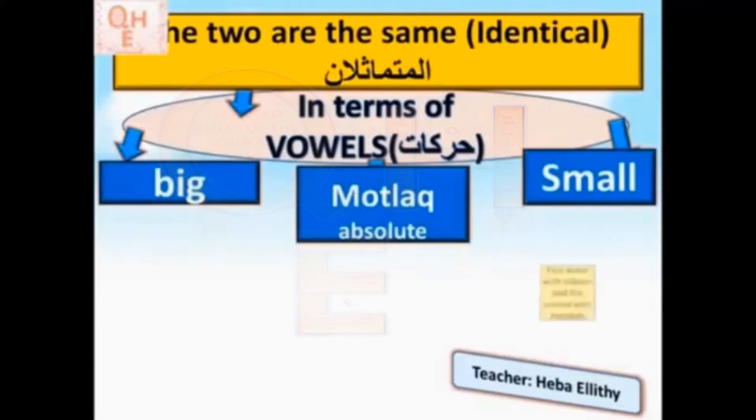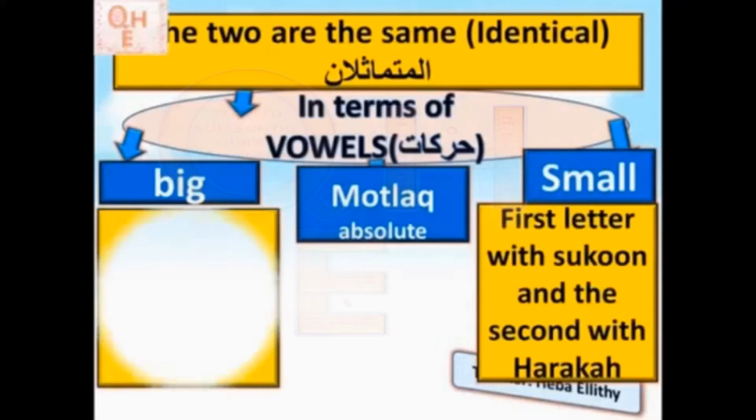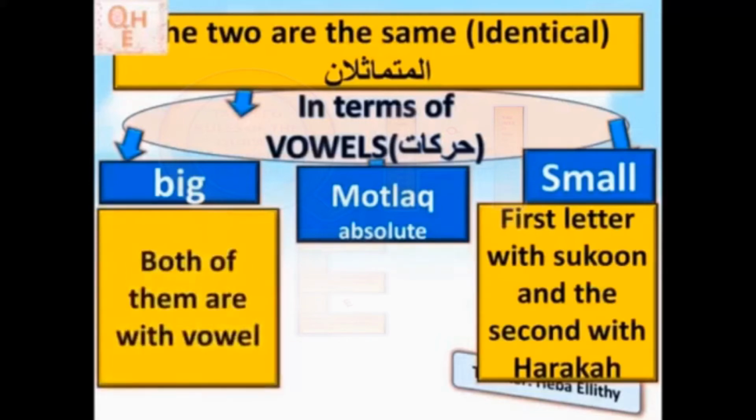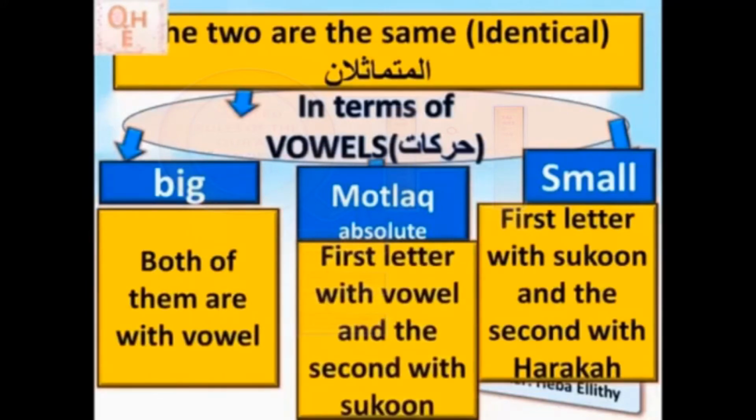We said small means the first letter with سكون and the second letter with حركة. Big means both of them are with حركة. مطلق, absolute, means the first letter is with حركة and the second one with سكون. You can say this one is the opposite of that one in how it looks. This first one is with sukun and the second with haraka, but this one the first is with haraka and the second with sukun. The kabir one, both of them are with haraka.